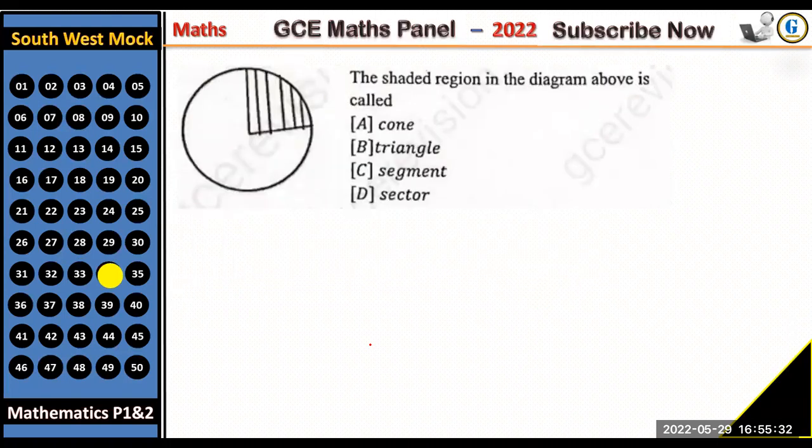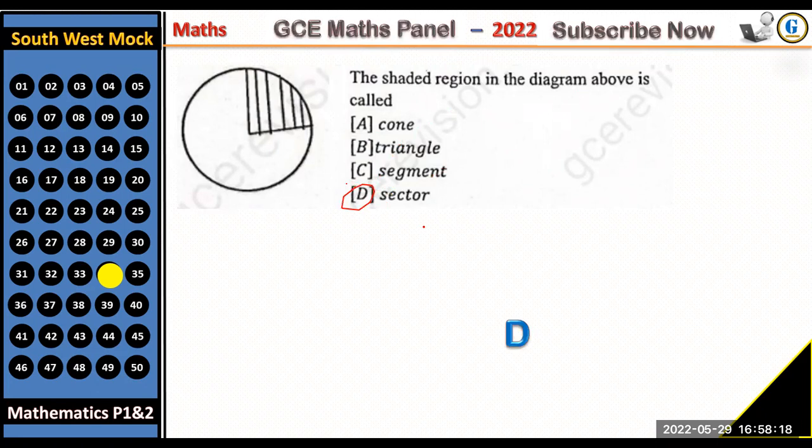The shaded region in the diagram above is called. So how do we call this shaded region? This shaded region is called a sector. Okay, please give me just a minute. So the shaded region in this diagram is called a sector.